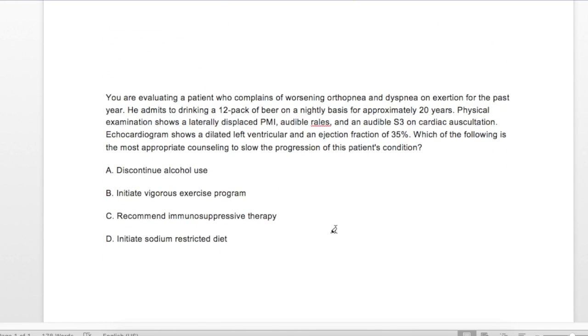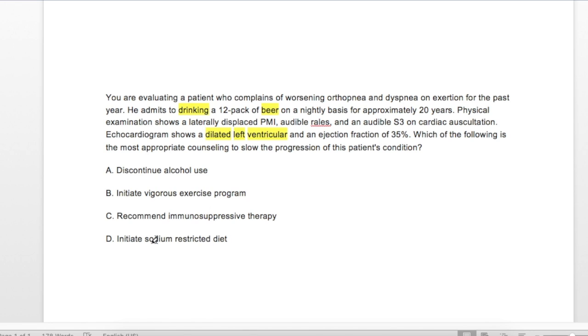You are evaluating a patient who complains of worsening orthopnea and dyspnea on exertion. He admits to drinking beer, lots of beer, on a nightly basis for about 20 years. Physical exam shows laterally displaced PMI. Audible rales, S3 on auscultation. Echo shows dilated left ventricle. Ejection fraction is 35. Which of the following is the most appropriate counseling to slow the progression?